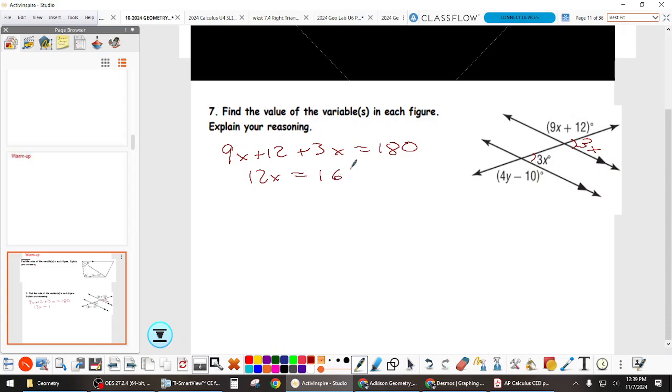Subtract your 12, add your 9x plus 3x, so you'll get 12x equals 168. And isn't that 14? Is that 14? Yeah.